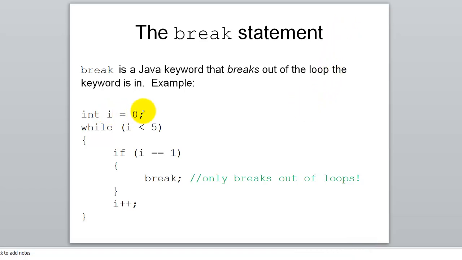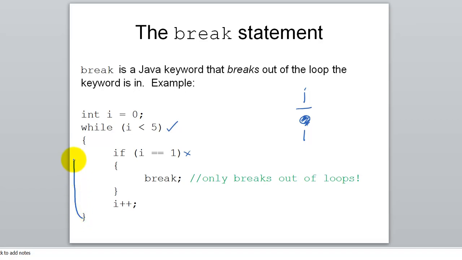I've got a variable i, and it's set to 0, so i is 0 right now. Is i less than 5? Yes, it is. So we're going to run the inside of this while loop. If i equals 1, is that true? No, that's not true. So we're not going to run the inside of the if statement. And then it says i++, which means our i now changes from 0 to a 1. And we've reached the end of our while loop.